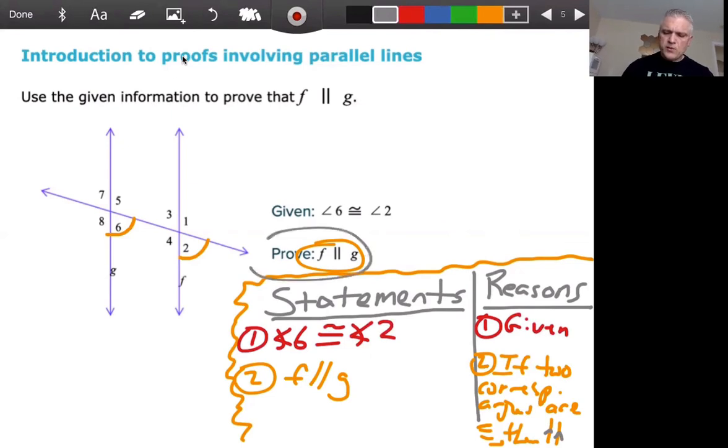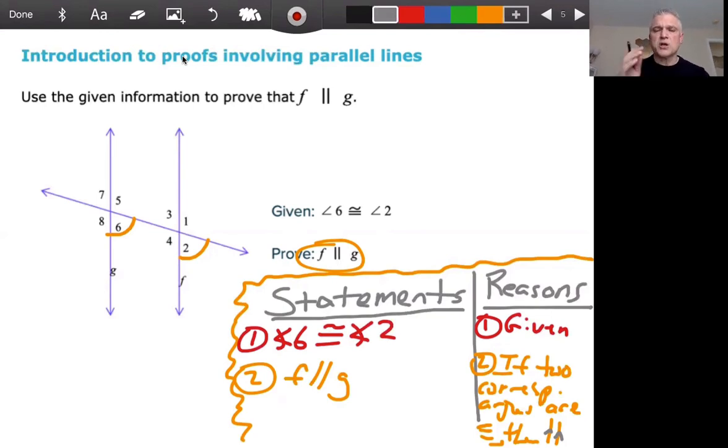So they want you to prove that F is parallel to G if you know that these 2 angles are congruent. You just did. You said angle 6 and angle 2 are congruent. How do I know? Well, they gave it to us. It was given. Based on that, can I say that F and G are parallel? Yes, because if 2 corresponding angles are congruent, then you have 2 parallel lines that are crossed by the transversal or cut by the transversal.